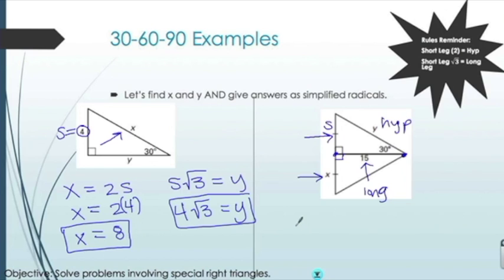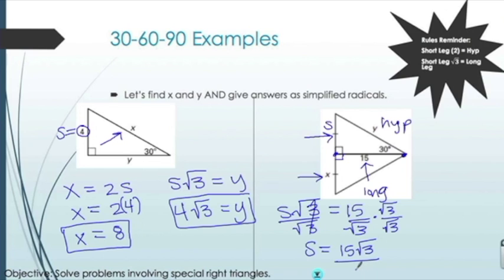So the short leg times the square root of 3 is going to be equal to the long leg, which is 15. If I divide by the square root of 3, then the short leg is equal to 15 over the square root of 3. I'm going to multiply by a fraction of 1 using the denominator. So I've got 15 times the square root of 3 over 3. The 15 and the 3 reduce. 15 divided by 3 is 5 root 3.